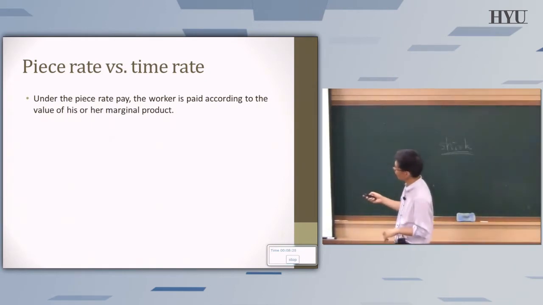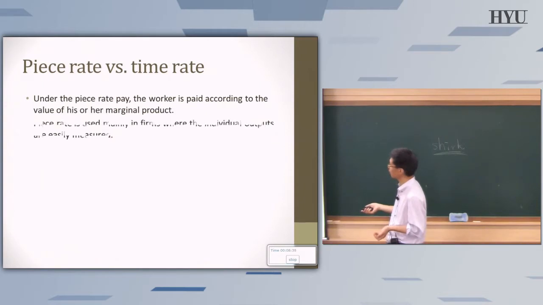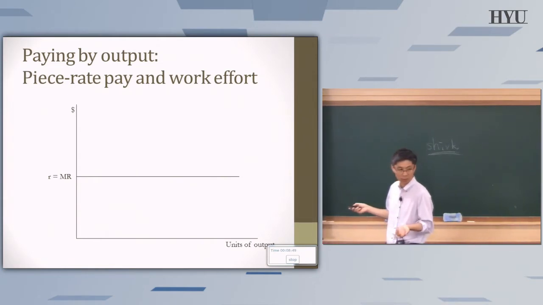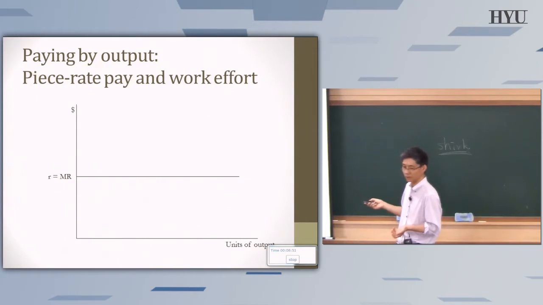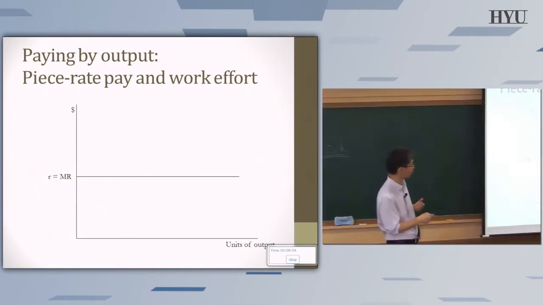Okay? So piece rate pay is a really easy system. The worker is paid according to the value of his or her marginal product. So what happens is that you think about a piece rate. R is a piece rate, let's say $10 per piece. And you can think of it as a marginal revenue from workers' point of view. If you make one more thing, you will get R dollars. So the horizontal axis is units, about how many pieces you make. So this is a marginal revenue from the worker's point of view.